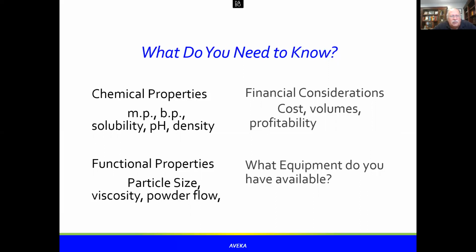This could be something as simple as the chemical properties and the physical properties, all the way going up to financial considerations, cost, profitabilities, and just exactly what equipment do you have available. Because if you don't know all of those things, or at least most of them, you might have some real difficulties in doing what you need to do.